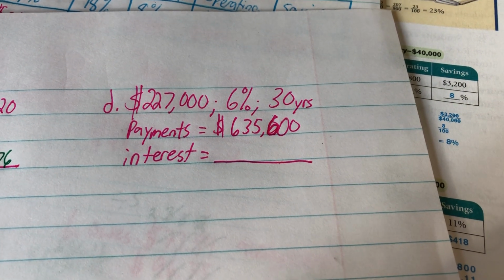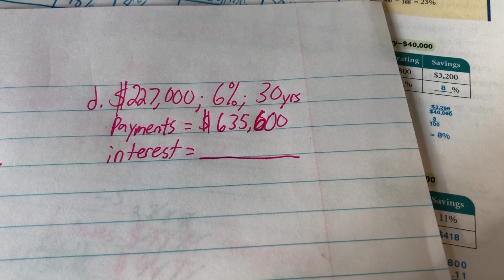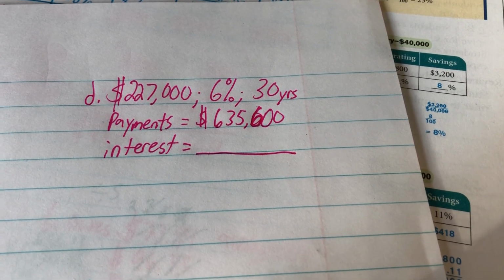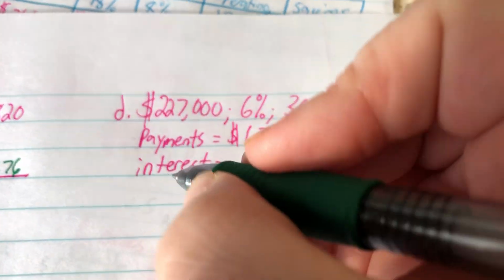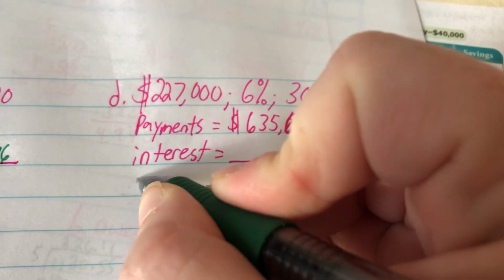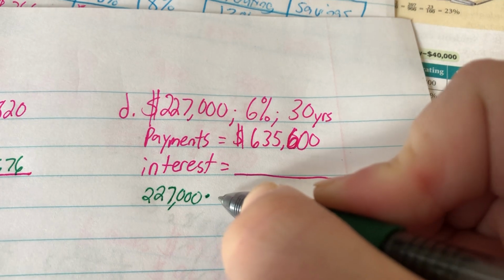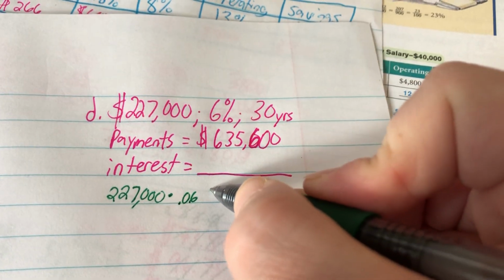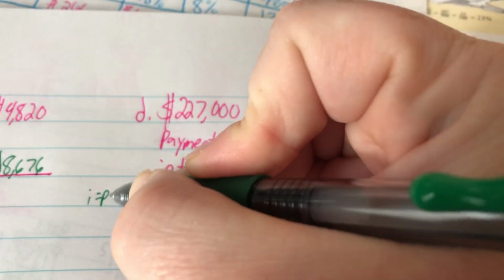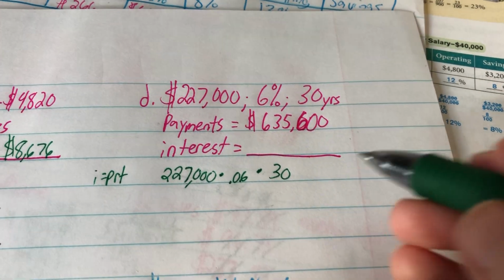Okay? And then for D, it wants us to figure out how much interest was paid. The mortgage was for $227,000 at 6% interest for 30 years. So if we use our formula, we would do 227,000 times 0.06, and take that answer and times that by 30. Remember our formula was I equals PRT, and that would find out our simple interest.